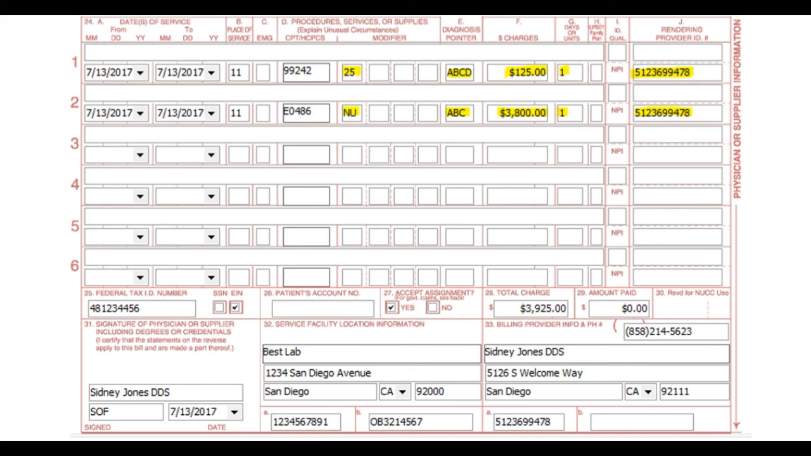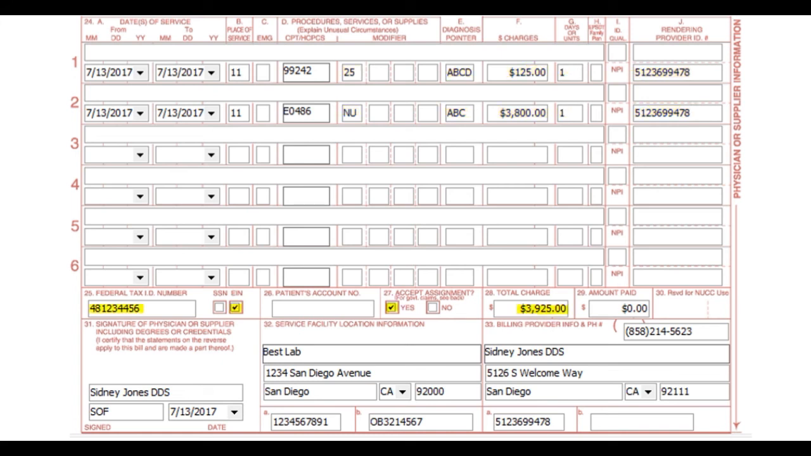In box 24F, we put the charges for the services, and then in box 24G, how many we did. For instance, if we did 1 sleep apnea appliance, we put 1. Now this is for example only. If we did 2 sleep apnea appliances, in box G we would put 2, and that number would be multiplied by 3,800, and we would come up with 7,600, and that would be the number that goes in box F for the fee for the sleep apnea appliance, because we did 2. In box 24J, we have the rendering provider's NPI number.